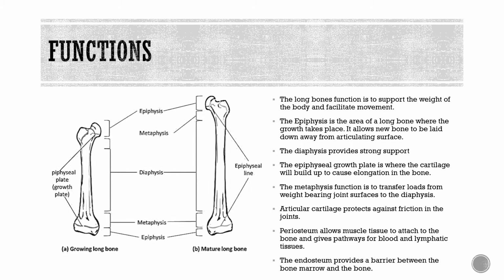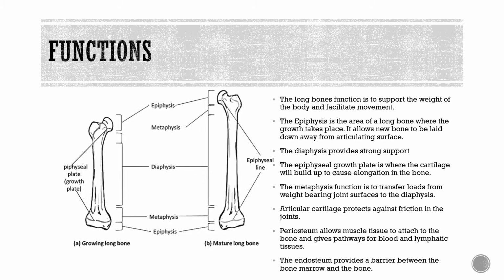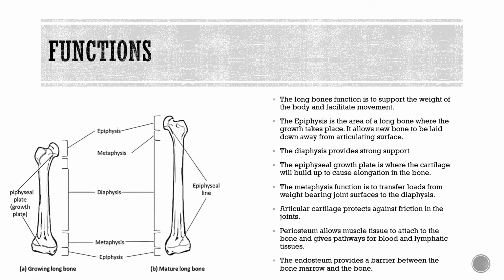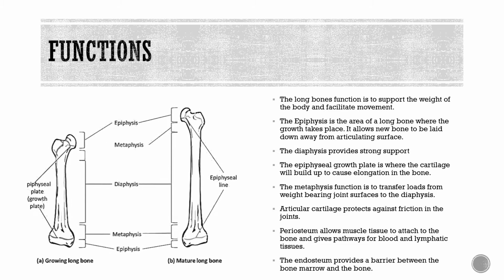For the function of the periosteum, muscle tissue attaches to the bone, and it provides pathways for blood and lymphatic tissues. And the endosteum's function is to be a barrier between bone marrow and the bone.